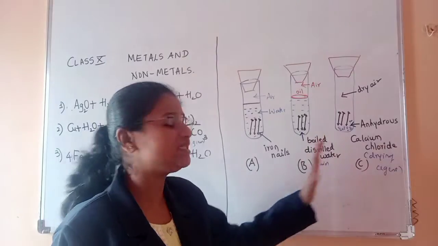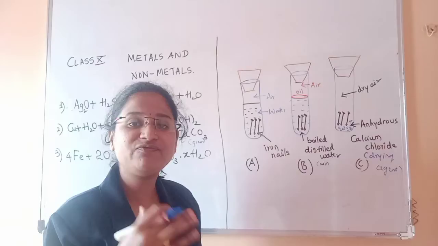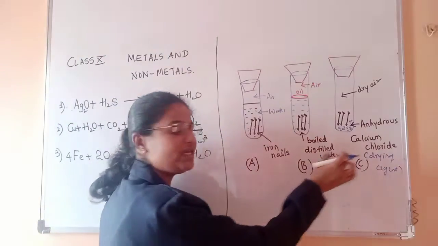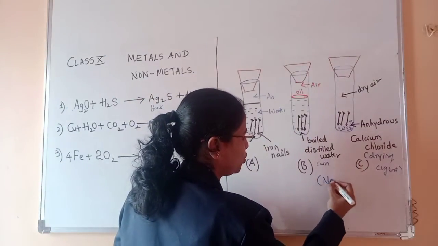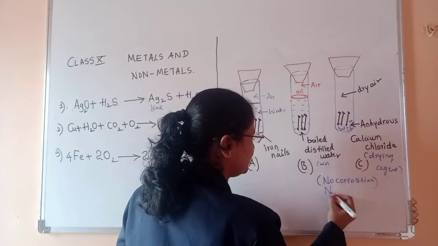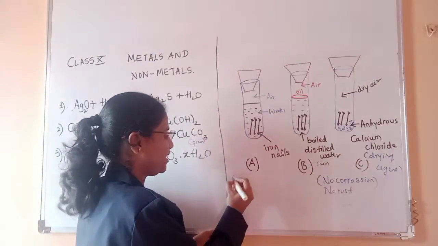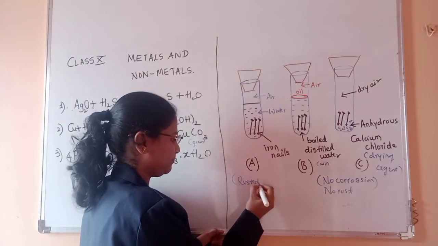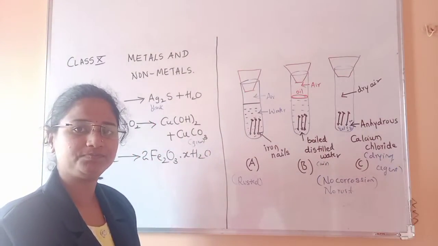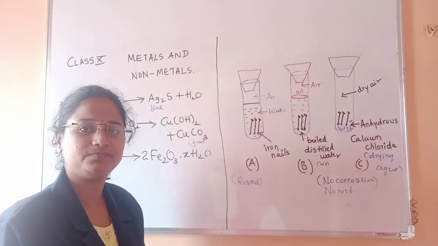When we allow these test tubes to rest for a few days, after a few days you can observe that the iron nails in test tubes B and C do not get corroded. No corrosion occurs, or you can see no rust on the iron nails here. But the iron nails in test tube A are rusted. What might be the reason? Just think over it. See the conditions.